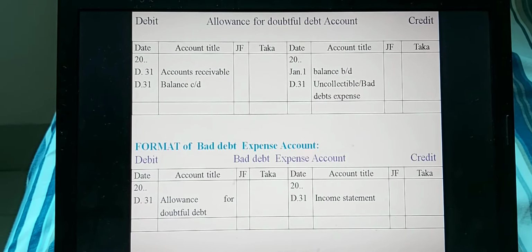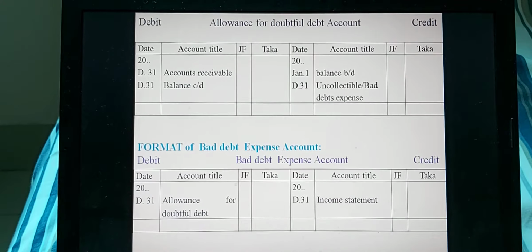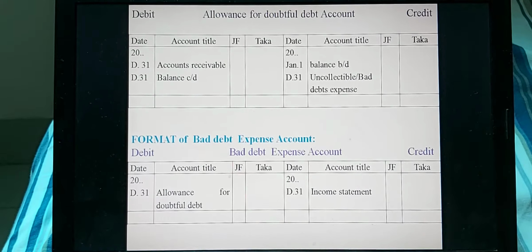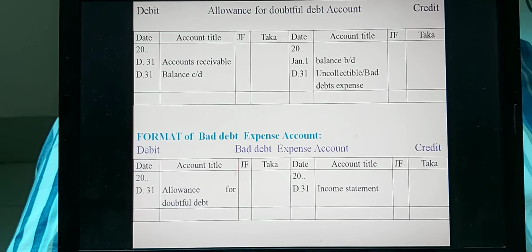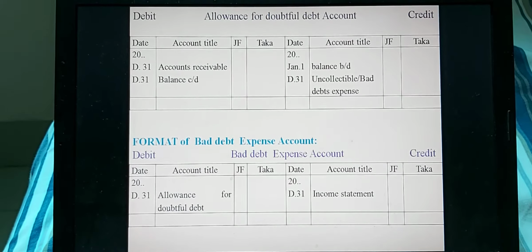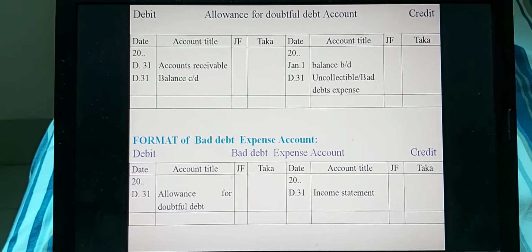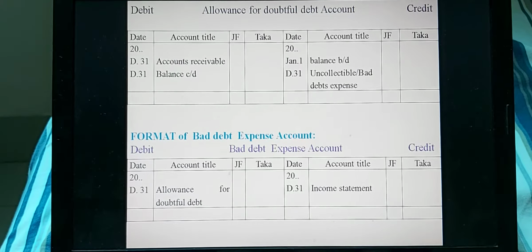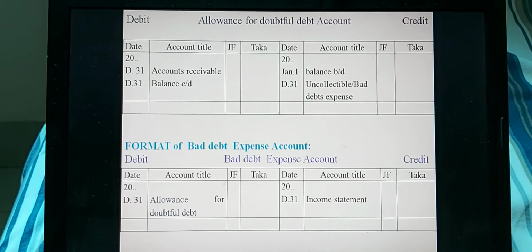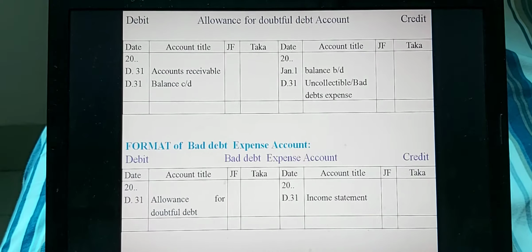Allowance for bad debt or provision for bad debt, you have to write on the right side, that is the credit side. At first, January 1, the opening balance given in the question, is written as balance b/d. Another posting on the right side, the credit, is bad debt expense or uncollectible debt expense. On the left side, the first item is the posting for accounts receivable, and the second is required for creating a new balance, that is balance c/d, the closing balance of this account.